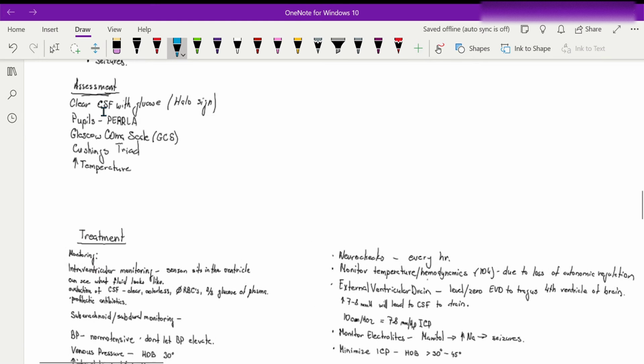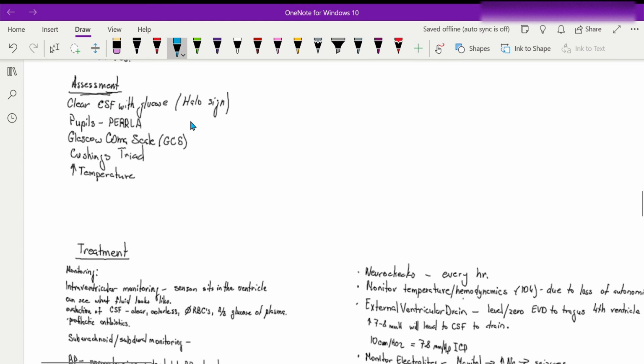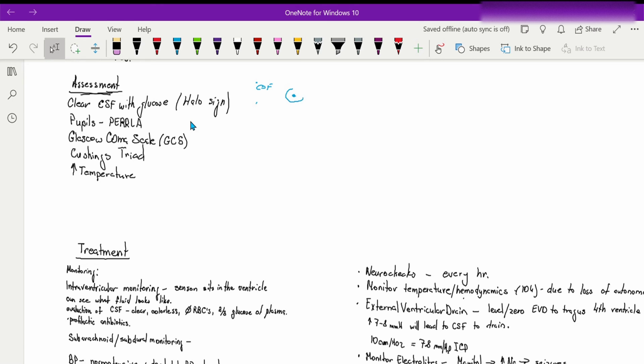So from the assessment, as a nurse, you would assess for clear cerebrospinal fluid drainage. You would assess for glucose. You check that halo sign, for example, if coming out of the nose or ears. You would suspect that it is cerebrospinal fluid, and you would check it on a piece of paper, that halo sign. The glucose will be around that yellow stuff, around a little red spot.